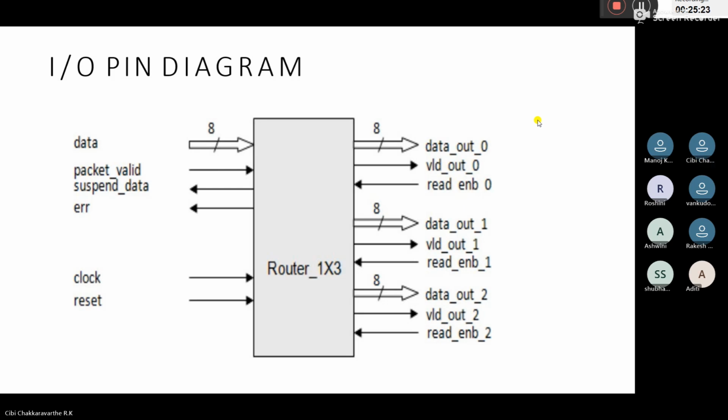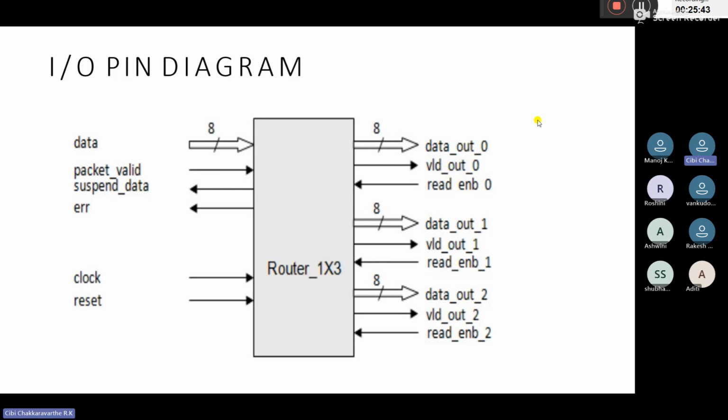Then we have error and busy signals. These are from the destination, and they will come to the source. Then we have the read enable signal.